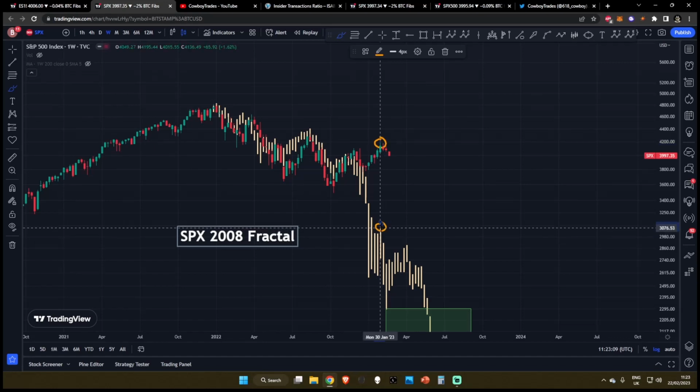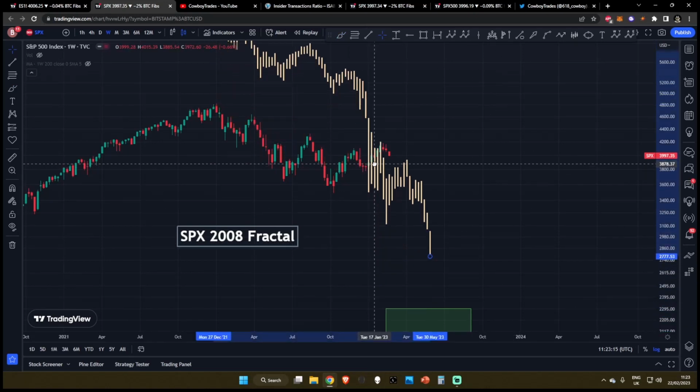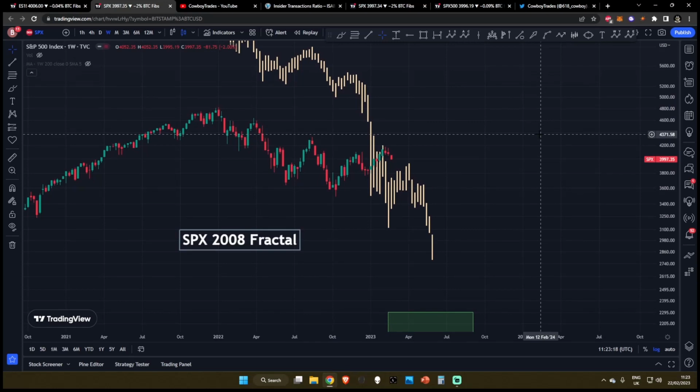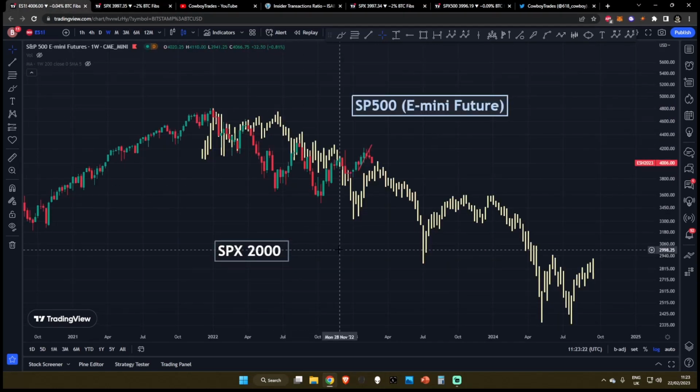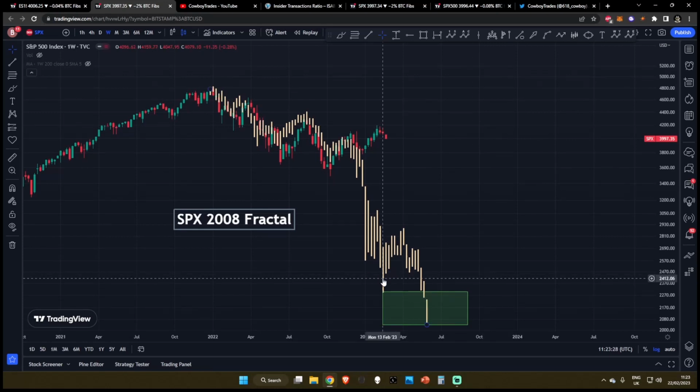According to this fractal, the reason why we look at the 2008 fractal is not to say we 100% have to follow what happened in 2008. Obviously, every single cycle is going to be different, but when you are looking at what happened in 2000, there are similarities. When you are looking at 2008, there are similarities. And this is kind of predicting that we should be once again having a monumental slide to the downside.